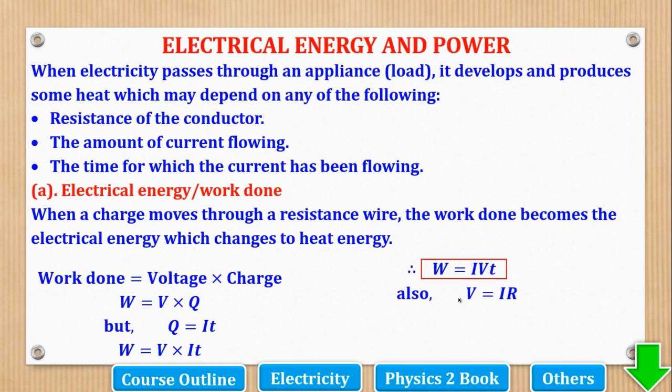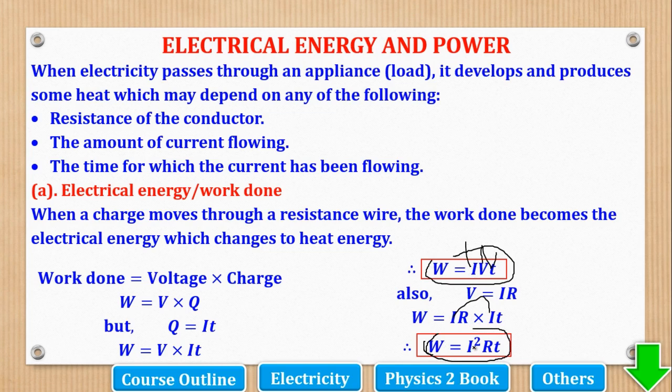Also, we already saw that V is equal to IR. So what happens when I substitute for V? I'll come up with IR times IT. So this I and this I becomes I squared. Therefore, work done can be given in this form if PD is not given, or in the other form if resistance is not given. Sometimes they can give you current, PD, and time, so use this, or current, resistance, and time, so use the second one.